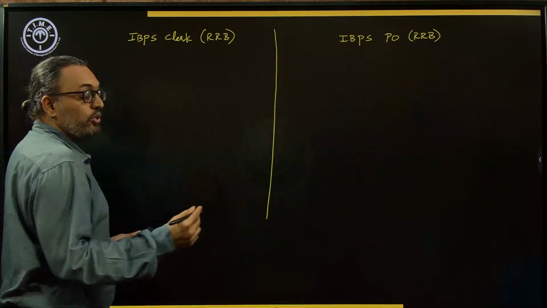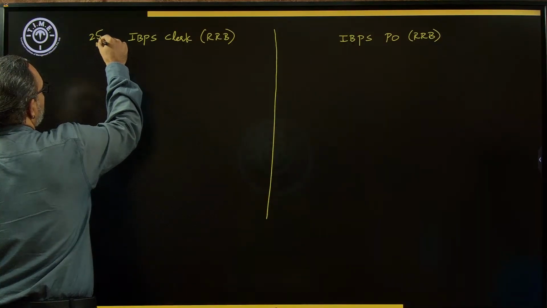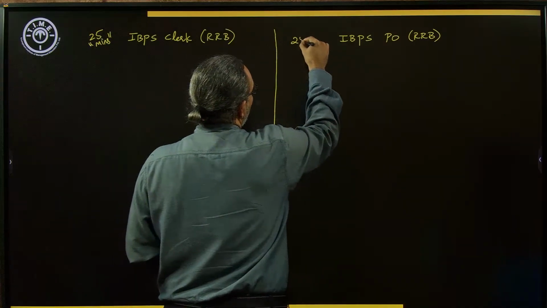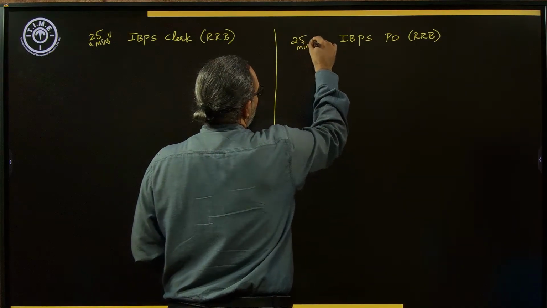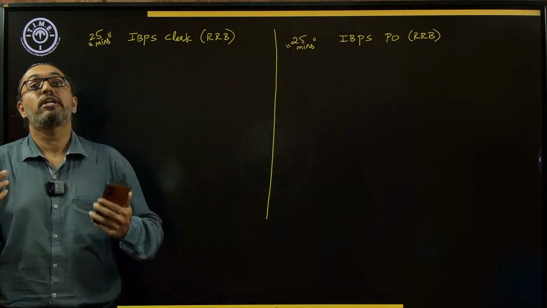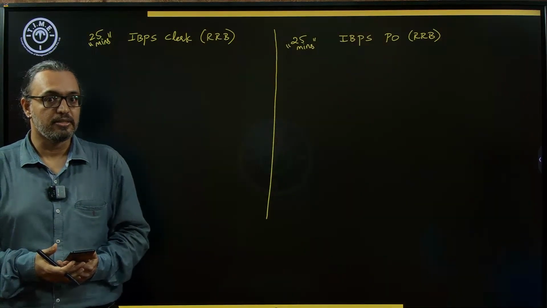Now in both cases, the duration for reasoning is 25 minutes. You will be given 25 minutes for answering the section for reasoning. You will have a total of 40 questions. So 40 questions in 25 minutes you will have to answer.